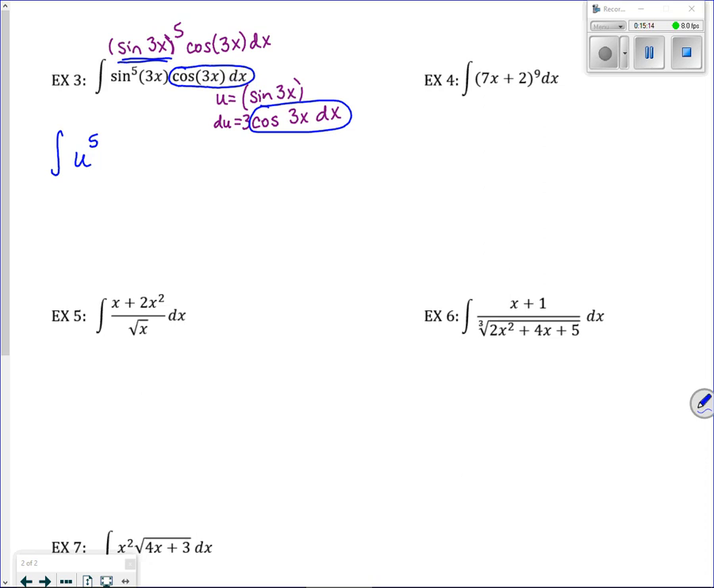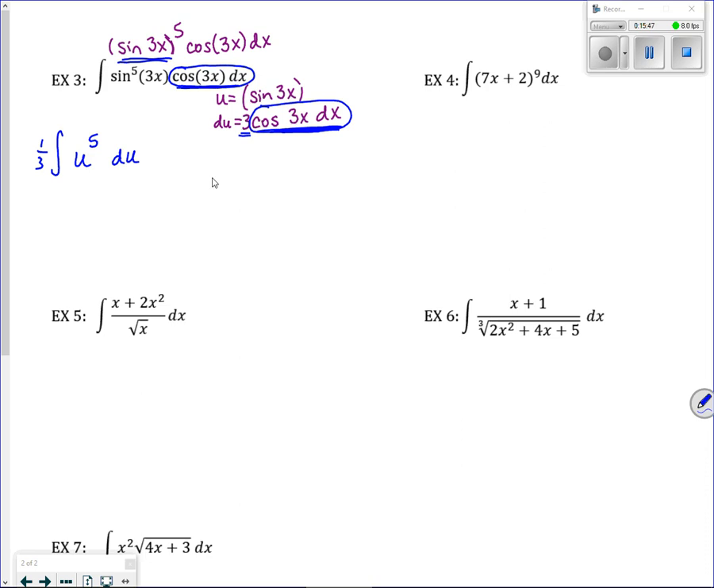Now, here's what I do. Now that you've seen it, I'm trying to make the steps a little bit shorter for you. I tend to put my du here, and I put the 1/3 on the outside. I just like to do that. Okay, and hopefully you can follow where I got that. This cosine of 3x dx, which is what I have here, and I've got to substitute for that, is du over this 3. So I put the du next to u, and I put the 1/3 on the outside.